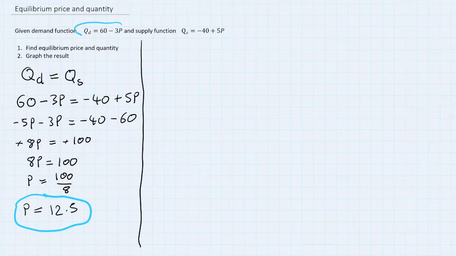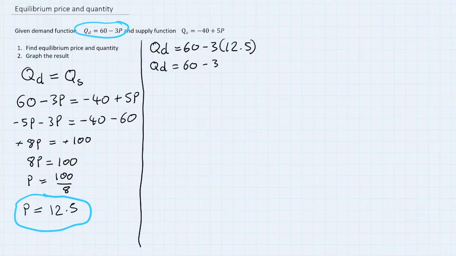So let's start with the quantity demanded. We know that QD equals 60 minus 3p, and we know that P is 12.5. 3 times 12.5 is 37.5. 60 minus 37.5 is 22.5. So now we know that the quantity demanded is 22.5.